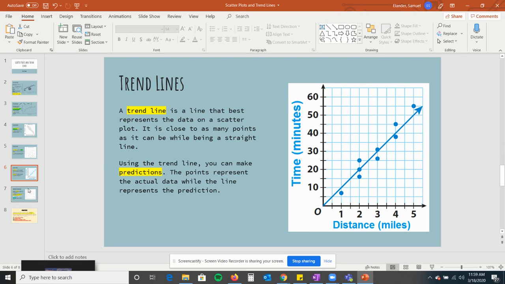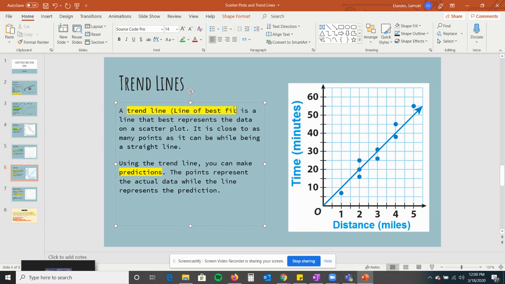So trend lines are lines that represent the data on a scatter plot. It is close to as many points as it can be while being a straight line. So it can't be curved. It can't be separated. It has to be a single continuous line. And if it is a single line that tries to cut through as many points as possible, we call that a line of best fit, right? Line of best fit. So if you want, you can type that in on your PowerPoint, a line of best fit.